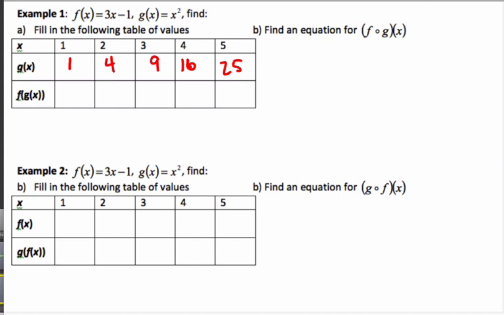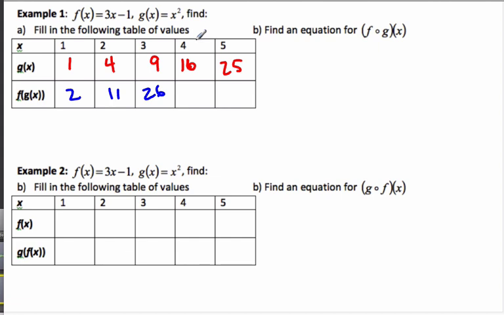And then I want to do f of g of x. Well, when I do that, I take 1 and plug it in here and here. So 3 times 1 is 3, minus 1 is 2. Then I plug in 4. So f of 4 is 3 times 4 minus 1. 12 minus 1 is 11. When x was 3, g turned into 9, and f at 9 is 3 times 9, which is 27, minus 1 is 26.